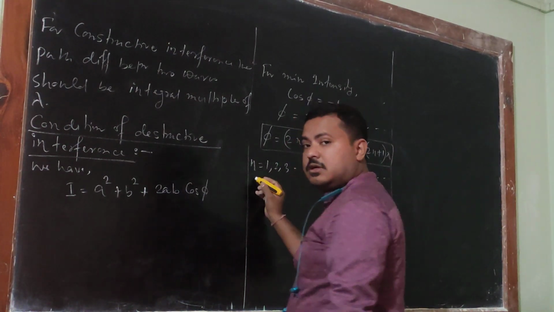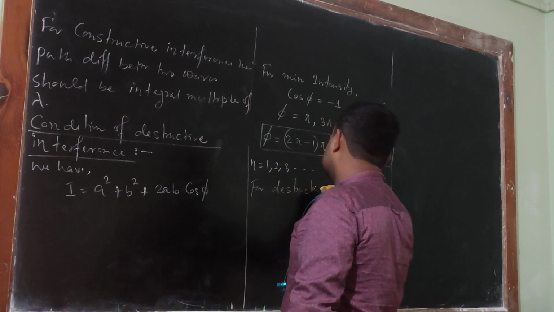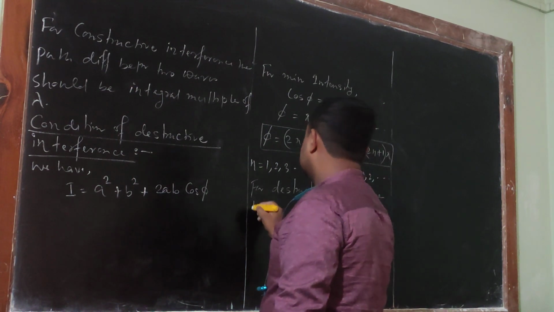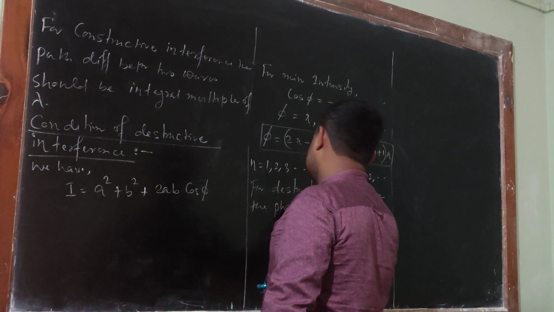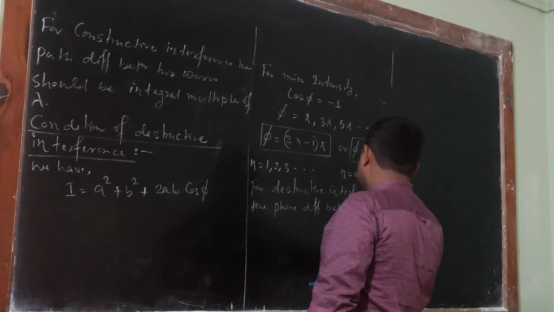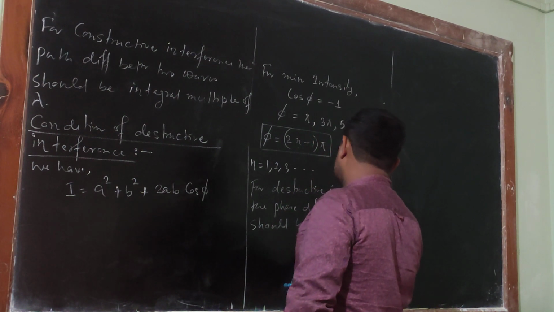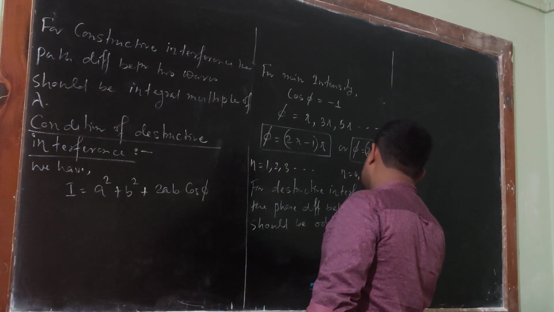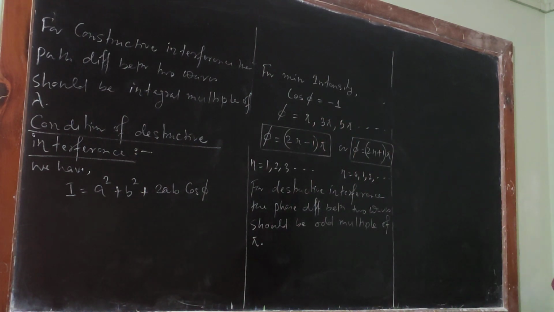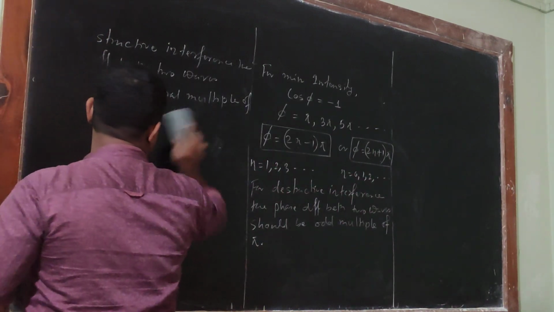So that's what you have to remember. So ultimately we can say that for destructive interference, the phase difference between two waves should be an odd multiple of pi. Okay, so this you have to remember. Now similarly, let me find out the path difference for destructive interference.